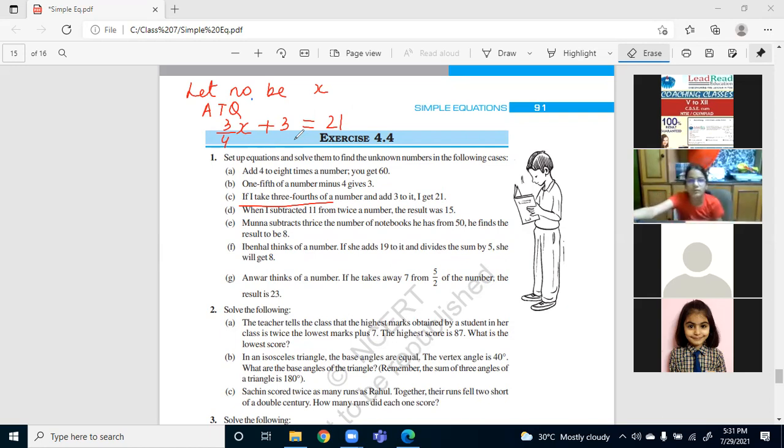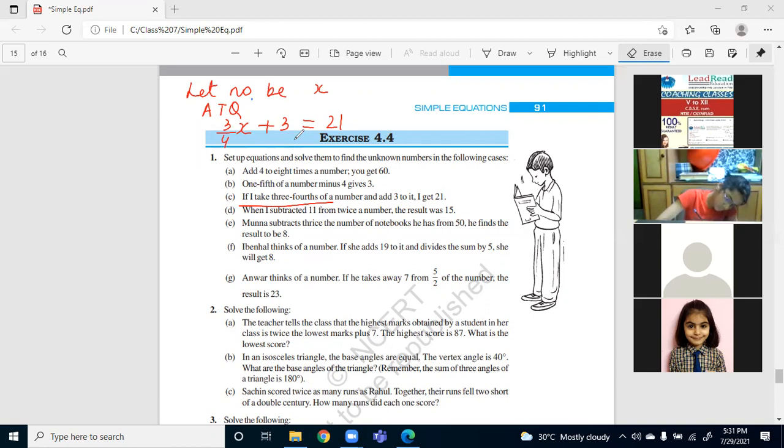Now solve it. Excuse me, ma'am. Yes. Ma'am, is the answer, ma'am? Ma'am, x is equal to 24. Speak again, Samraj. Ma'am, is the answer 24? Very good. Do tell me the solution. It is correct. Yes, ma'am.